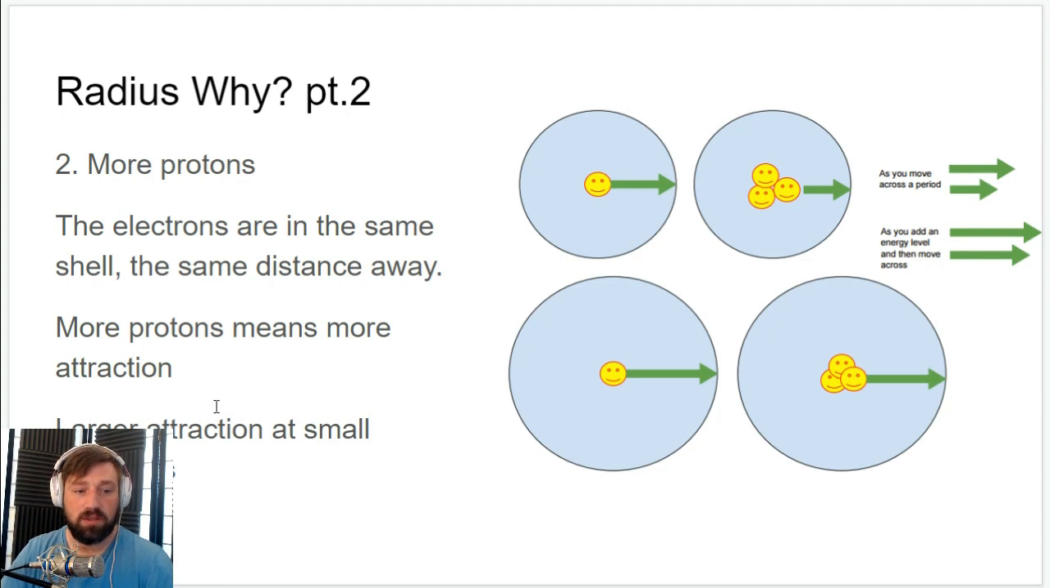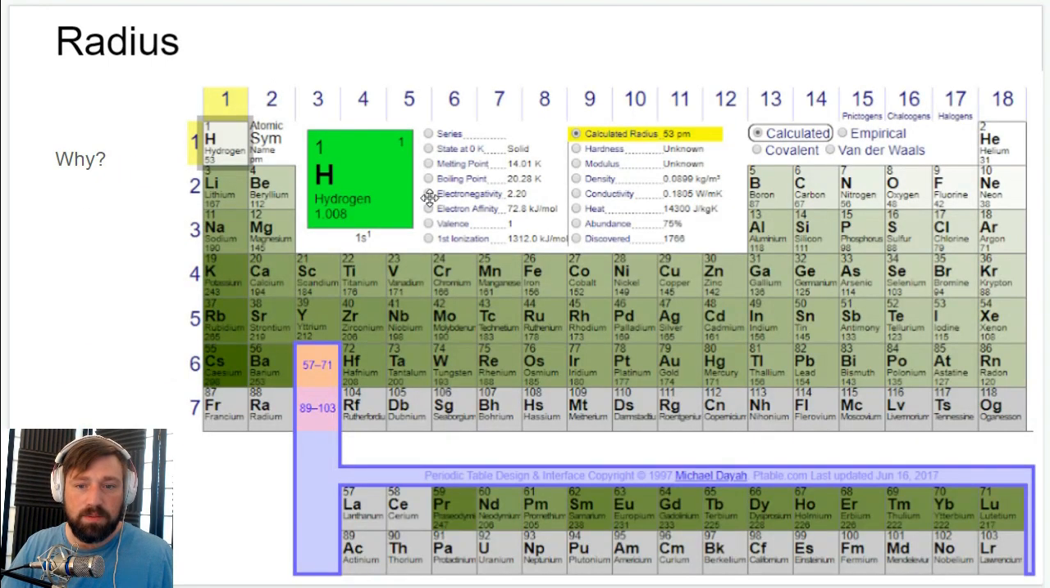Larger attraction happens at a smaller distance. So that's the reason why you have this particular trend for the radius. Remember that as you move down, they're getting larger because you're getting more electron shells. And as you're moving more towards the right, it's going to get smaller because you have more protons. More protons means more of an attraction. It's pulling those electrons closer.